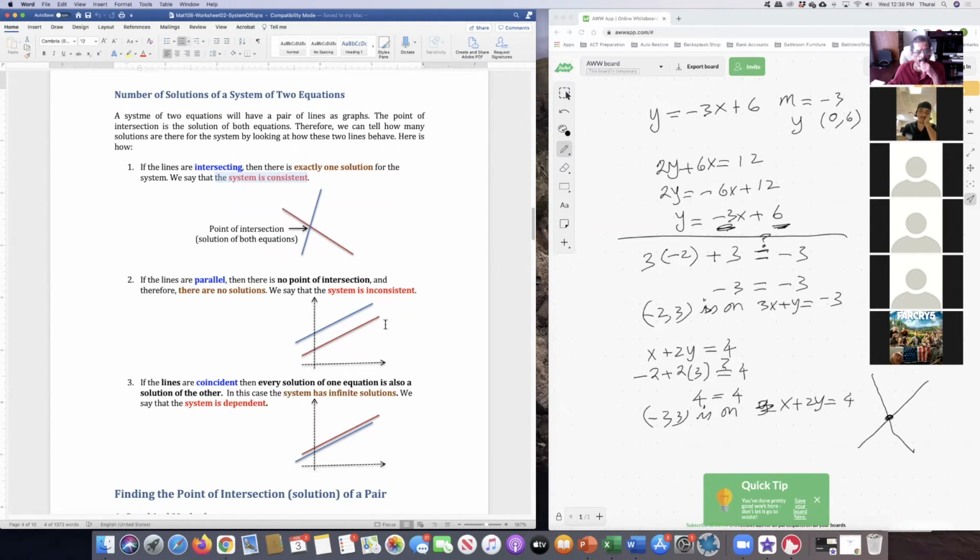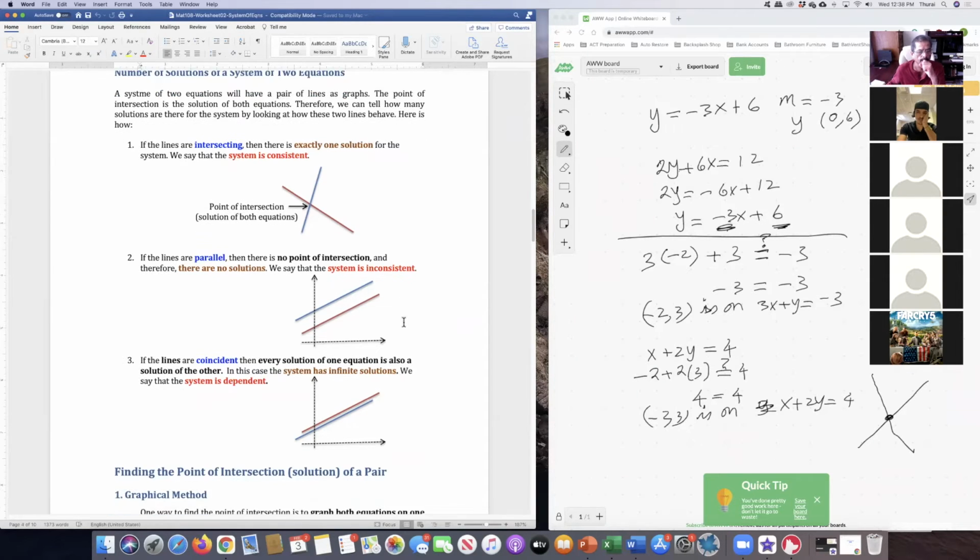If the lines are parallel, then there will be no point of intersection, and therefore there will be no solution for both equations. In other words, there will be no pair that will satisfy both equations if they're parallel.